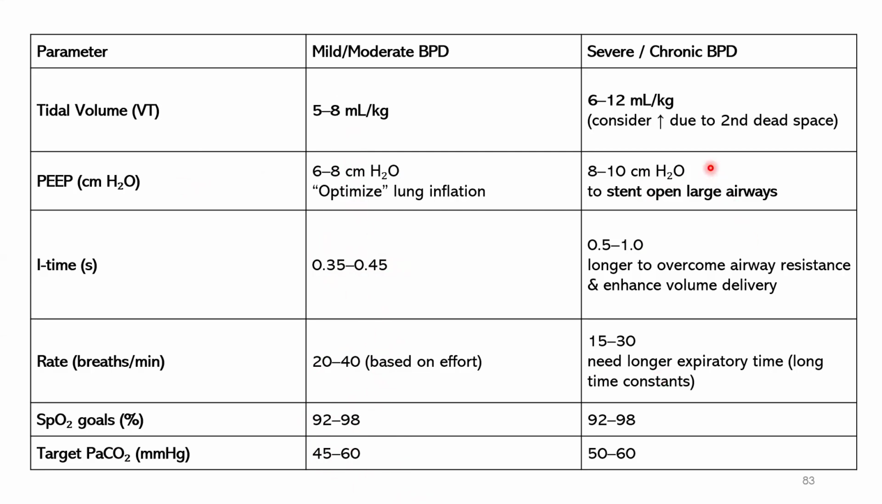But in chronic BPD, the tidal volume can go up to 6 to 12 ml per kg because there is more dead space volume. And the PEEP you can go up to 10 or 12 centimeter water because there is airway malacia. You have to open this airway also, and to keep this airway open you have to keep the PEEP on the higher side. The I time is also kept on the higher side because resistance is high. So you have to give adequate inspiratory time so that the gas will reach the alveoli. At the same time, you have to provide adequate expiratory time also. So by default, you have to keep the rate on the lower side.